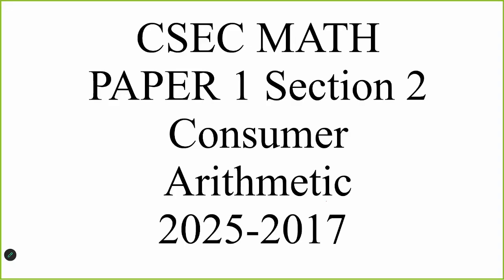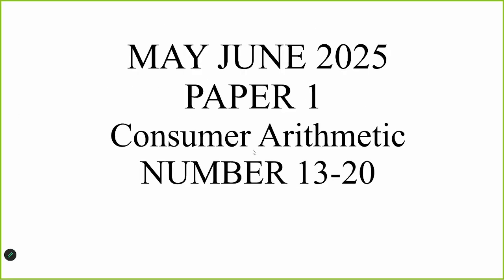So today what we're going to be doing is CSEC Maths, Paper 1, Section 2, which is our consumer arithmetic, and we'll be doing from 2025 to 2017. We'll see how much we can do if time permits. So most likely we'll go up to 2020, but if I have more time, I'll do up to 2017. Right? May, June 2025, Paper 1, Consumer Arithmetic, which is number 13 to 20. So it's like 7 questions that we are tested on.